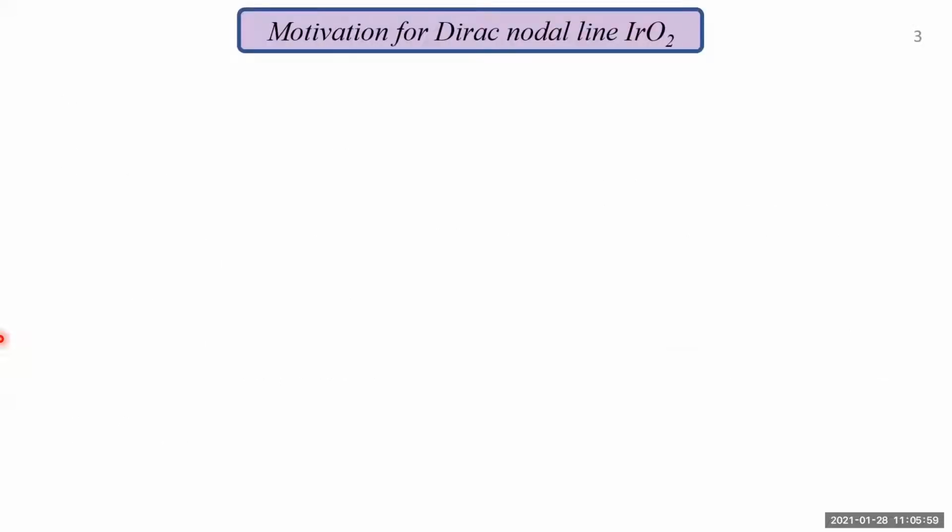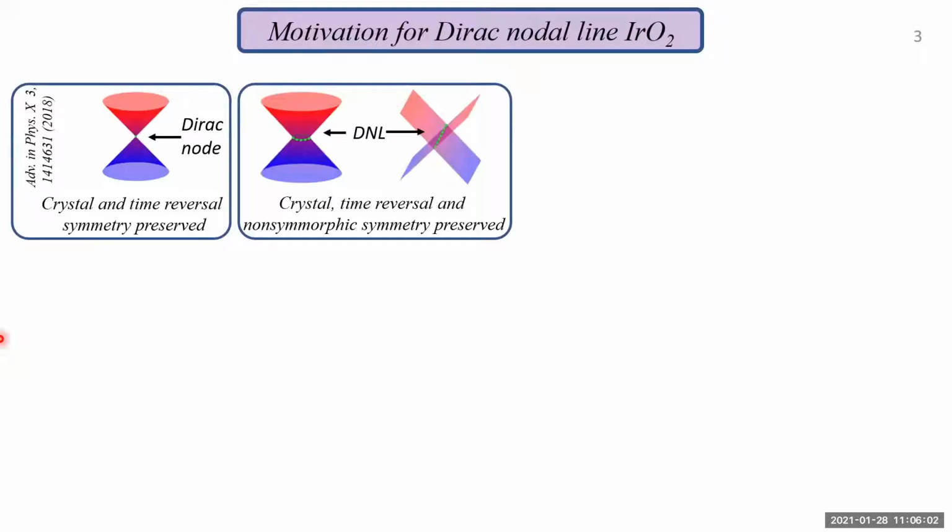There is plenty of motivation to work on iridium oxide. First of all, it is a Dirac nodal line semimetal. Dirac semimetals are the 3D analog of graphene, where the conduction and valence bands cross at a single point in momentum space. For that, crystal and time reversal symmetries must be preserved. In addition, if we have other sorts of symmetries, such as nonsymmorphic symmetry, then instead of one point in momentum space, it can have multiple crossings forming a line or an arc.